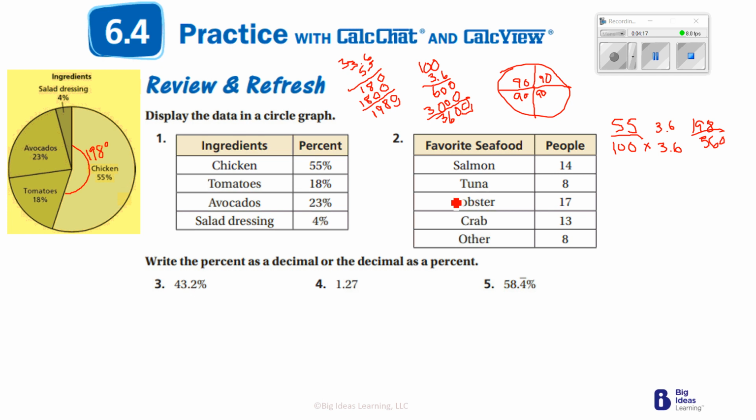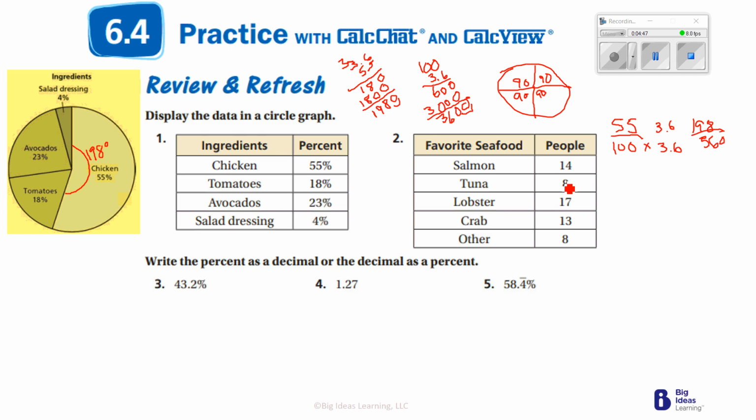All right, you're going to do the same thing over here for seafood. They're talking about the number of people. You're going to have to go ahead and take those numbers again, out of how many there are here. So this is going to be a little different. I'm just going to give you a heads up when we do this. Instead of putting 100 on the bottom, you're going to count all this up. So I know that 14 plus 8 is 22.